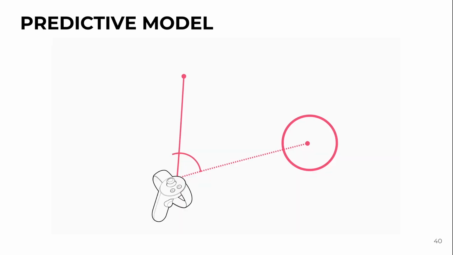Turning our attention to the predictive model, to determine the model parameters, we needed a consistent metric to compare the results of the trials. To do this, we used the angular accuracy of the prediction, that is the angle between the predicted ray and the perfect ray, the one that goes from the controller through the center of the target.